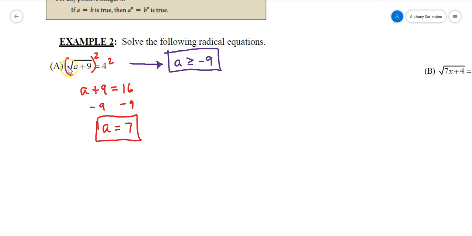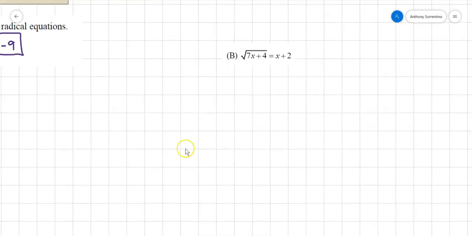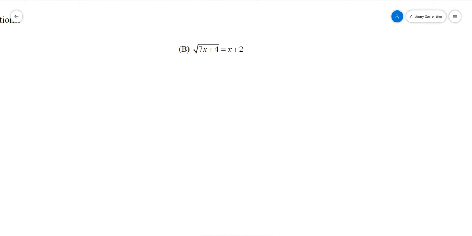Situations where you have a square root of some quantity equaling a number, they're typically going to be very safe. You're not going to really have any extraneous solutions on them. When you get to situations like B and C, that's where they start becoming more of a possibility. Case in point, the square root of 7x plus 4 equals x plus 2.